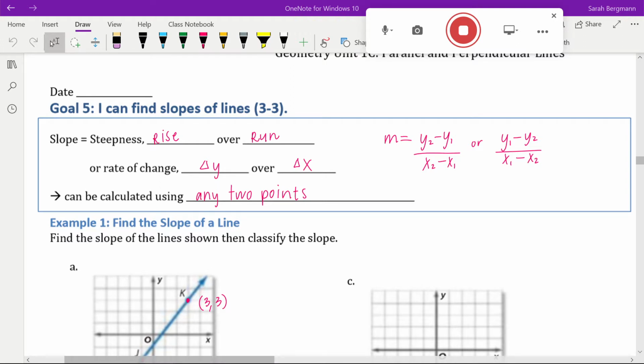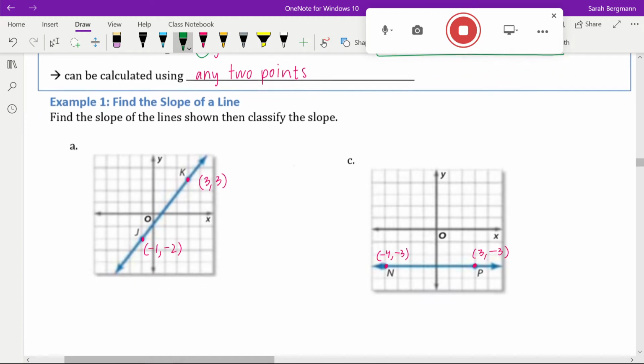First, I hope you remember from Algebra 1 the definition of slope. The slope represents the steepness, or the rise over the run of a graph. So it's represented by the rate of change, the change in y over the change in x. Remember, this symbol is a Greek letter, delta. It means change in. It can be calculated using any 2 points. As a refresher, these are your formulas for slope.